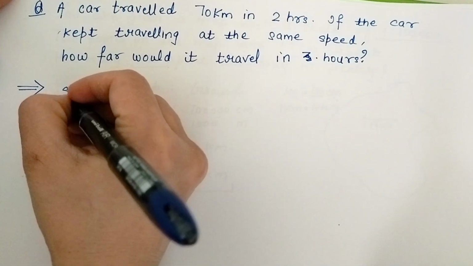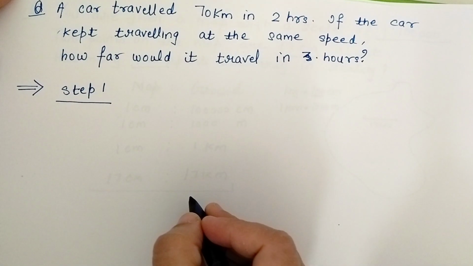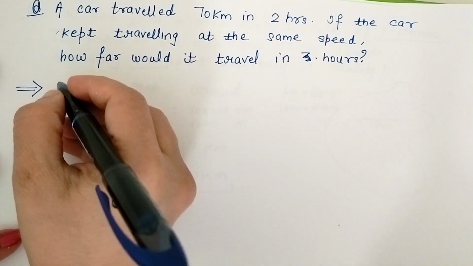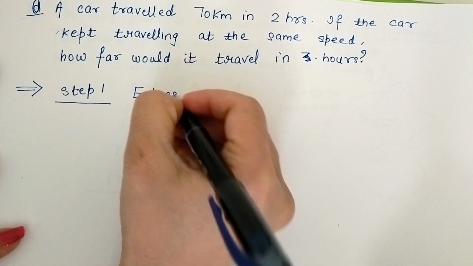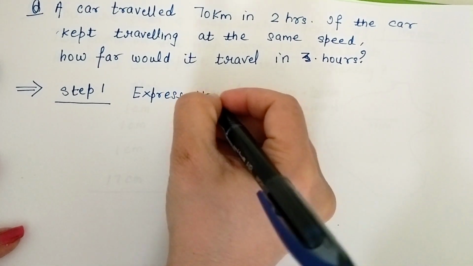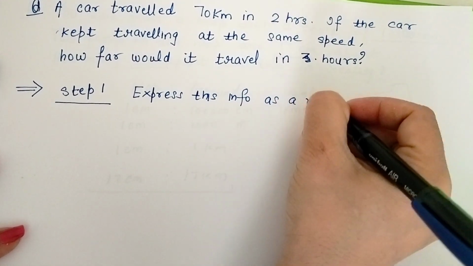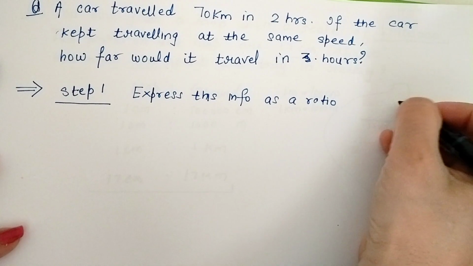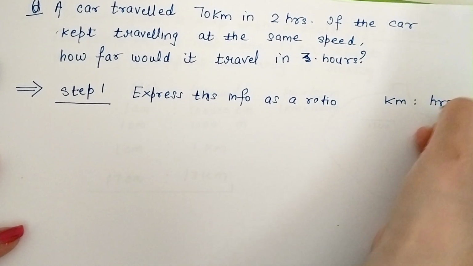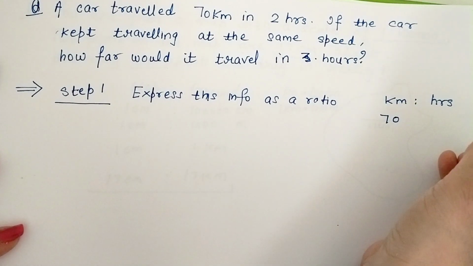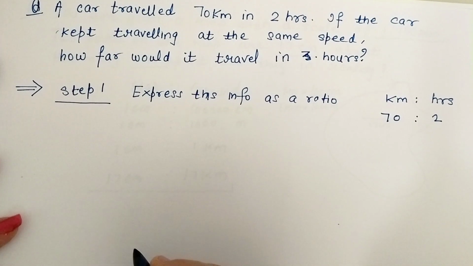So, step 1, we will do these type of questions with the help of ratio. Express this info as a ratio. How? Like kilometer and hours. How many kilometers? 70. How many hours? 2. So it is 70 ratio 2.